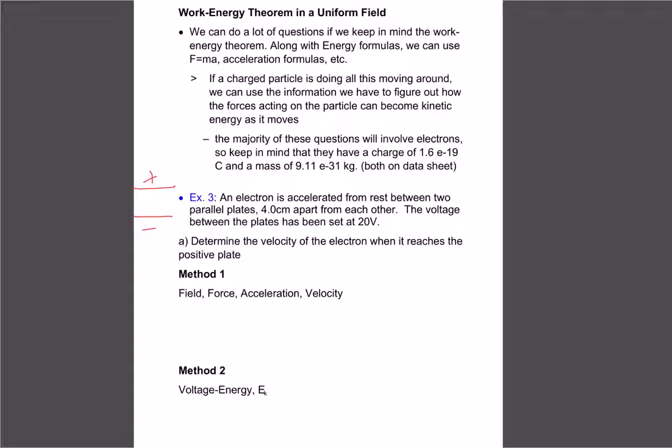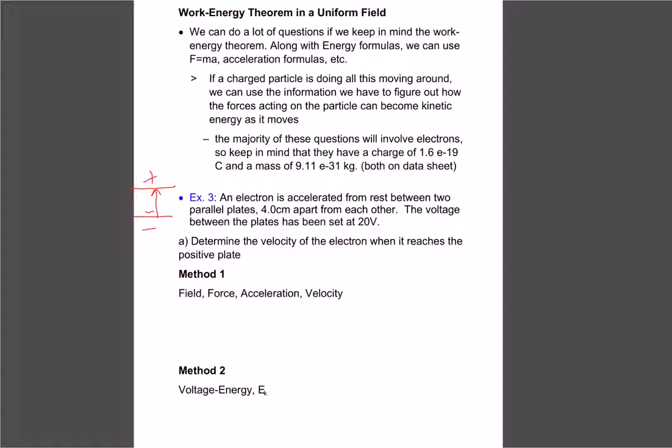So in this case, if we have an electron that's inside the parallel plates, and the way I drew it, obviously it's going to move upwards towards the positive plate. So we have our distance, 4 centimeters, and we know the voltage is 20 volts. We've got everything that we need. So the question's asking, what is its velocity when it hits the other side of the plate. So it's starting from rest, it's looking for basically final velocity.